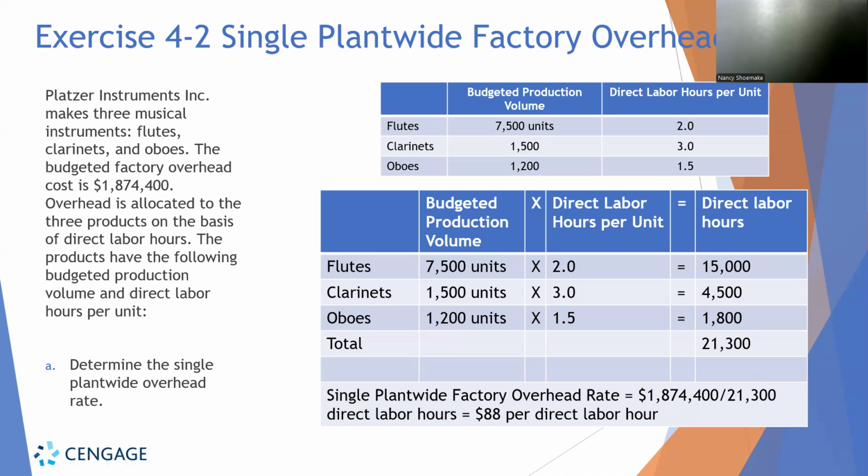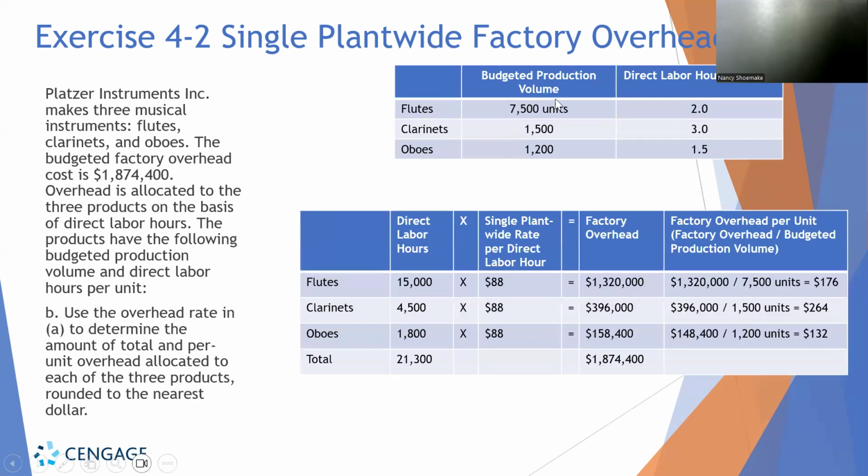Make sense? So the flutes, since they need 15,000 hours, if we allocate $88 to the flutes, you see that's 1,320,000. Per flute, it's going to be 88 times 2, right? Does that make sense? Clarinets, it's 88 times 3 per clarinet. Oboes, 88 times 1.5. So we're getting the total factory overhead per instrument, and then we can break it down. Easy, isn't it?